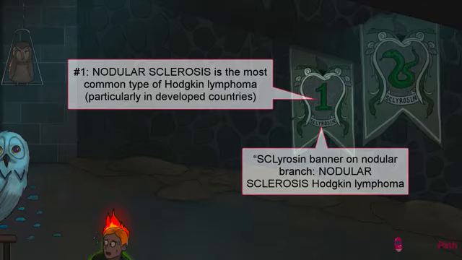This subtype will be illustrated under that nodular and knotted tree limb, decorated with the banner for House Sclerosin, the winner of this year's school-wide Ditch tournament. Okay, this whole Hodgkin pun is kind of wearing a bit thin.